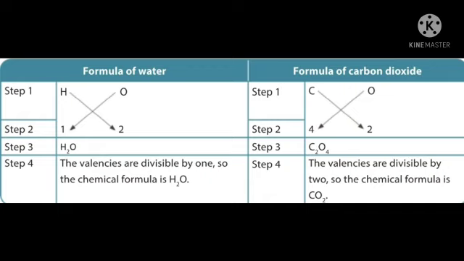Then the formula of carbon dioxide. Carbon and oxygen are present. The valency for carbon is 4, and the valency for oxygen is 2. So C2O4. By a common number we can divide it. If you divide by 2, 2 by 2 is 1, and 4 by 2 is 2. So CO2, carbon dioxide.